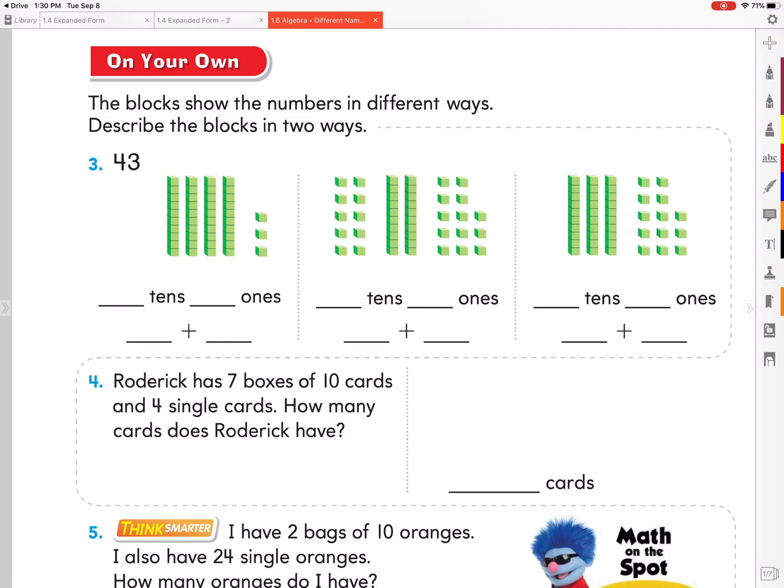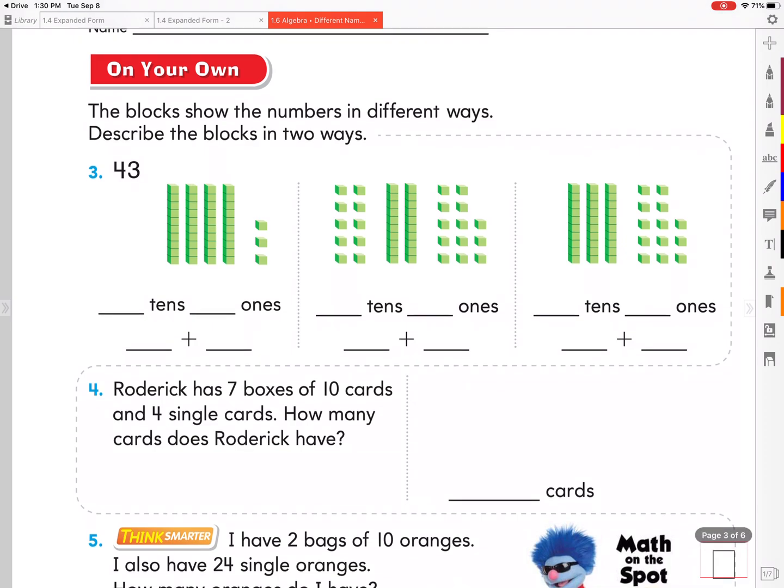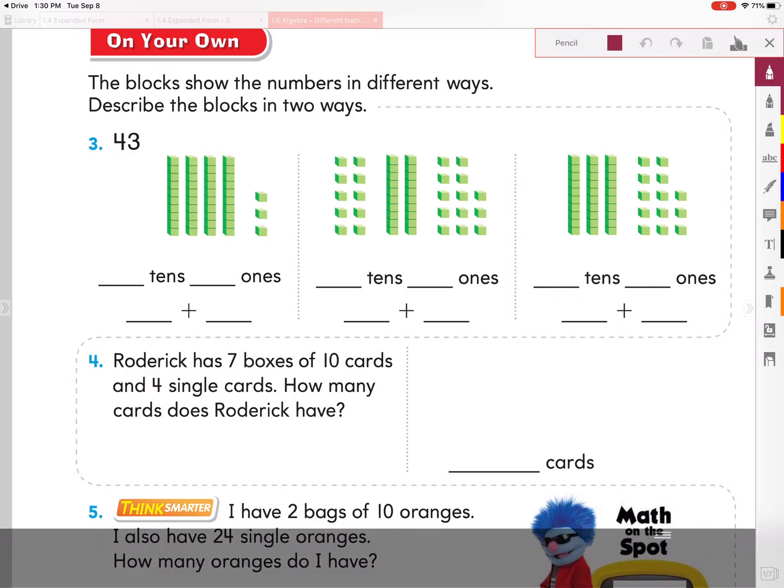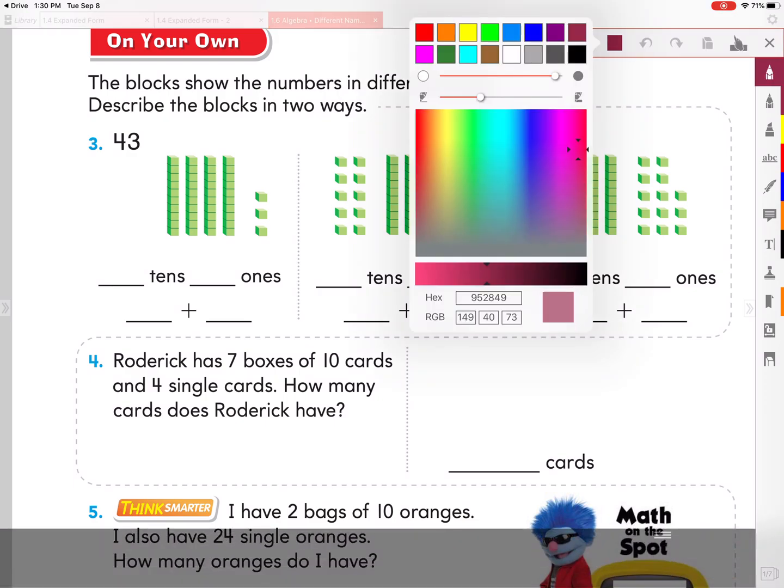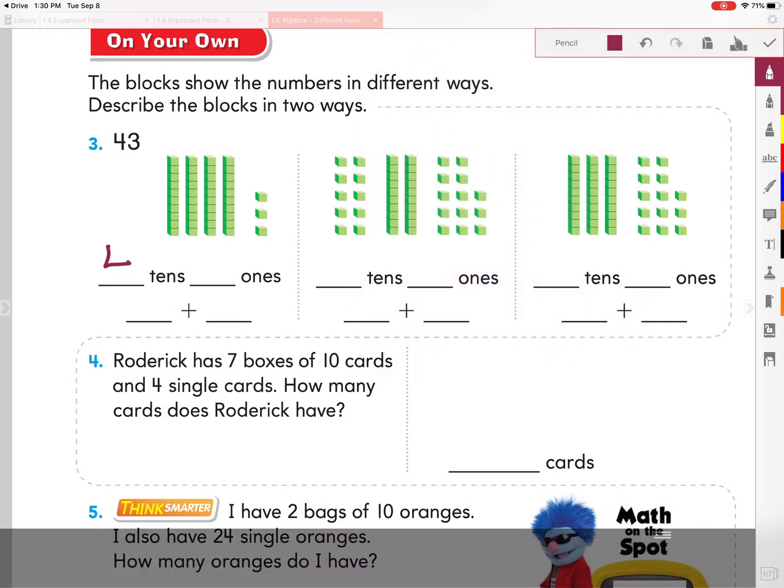Step 1, we're going to show, okay, for number 3, we're going to show 43 3 different ways. Step 1, count your rods. I'm not going to mess up this time. I'm going to count like a big girl. Okay, there's 4 tens. 3 singles. I know 4 tens is 40, and 3 singles makes the number 43.